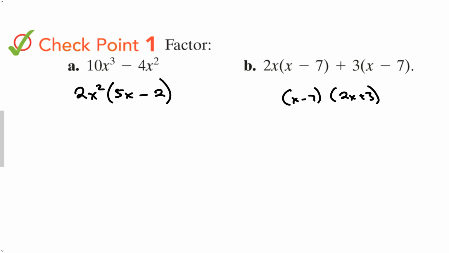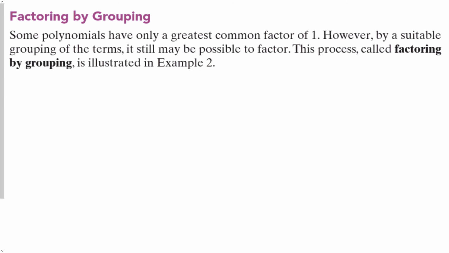Okay? And this idea right here, with the second example before, and this example in part B, leads us to the technique of factoring by grouping. So some polynomials have only a greatest common factor of 1. However, by suitable grouping of the terms, it still may be possible to factor these expressions. Okay? This process is called factoring by grouping.